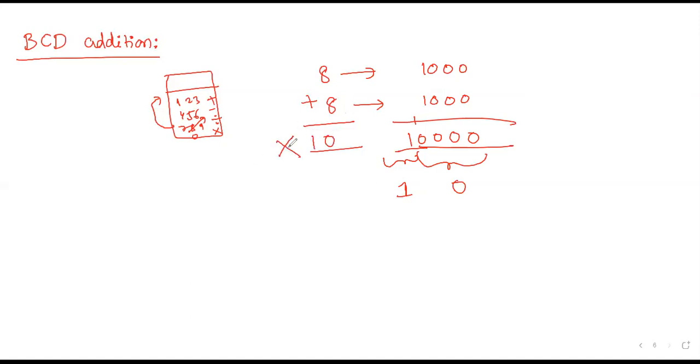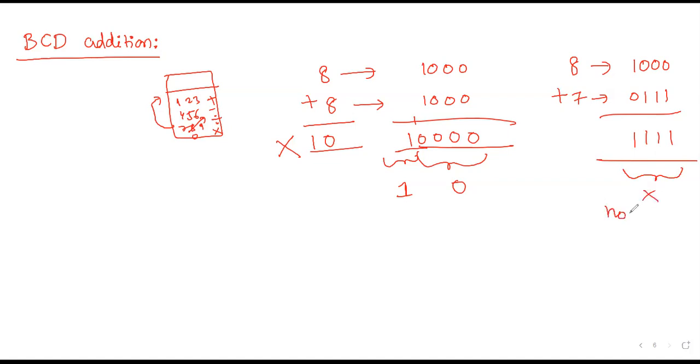But it is not correct. You have to get the result 16. In a similar way, when you add two numbers with BCD code, 8 will be represented as 1000, and 7 will be represented as 0111. Okay, when you add this, you will get 1111. But this is not a valid number in BCD code.